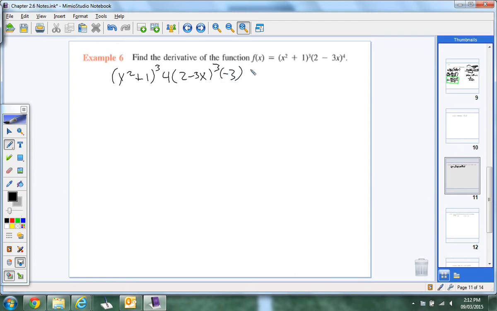-3, good. Add second derivative of the first. Derivative of the first, drop the 3. X squared plus 1 squared. Derivative of the inside now is 2x.